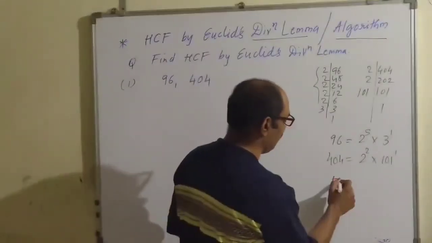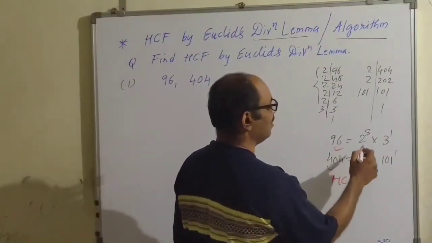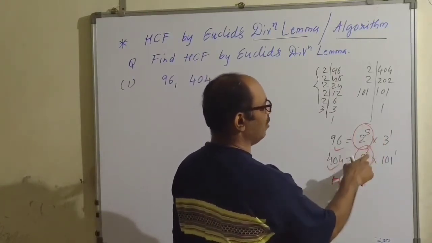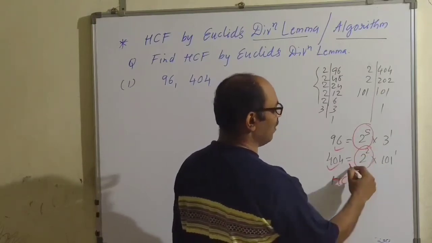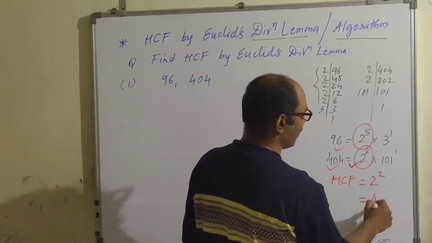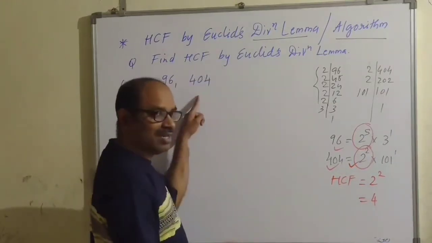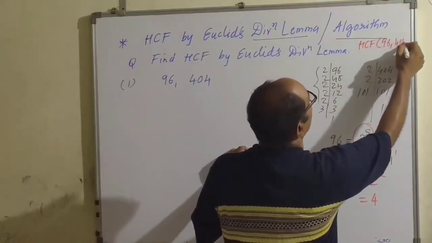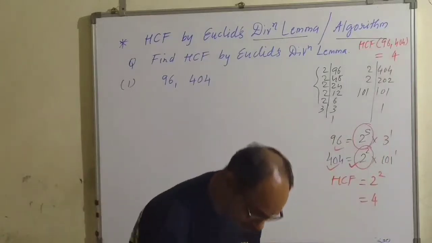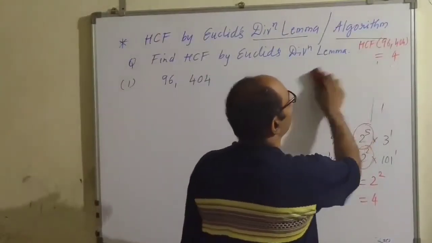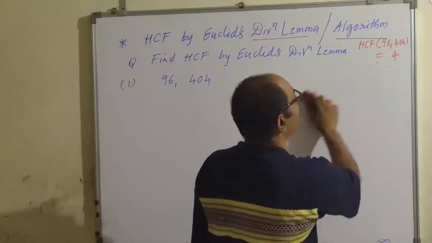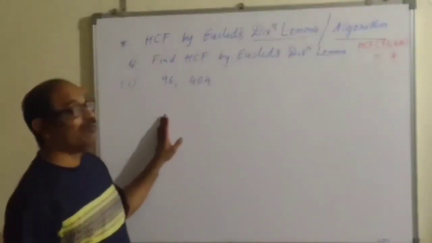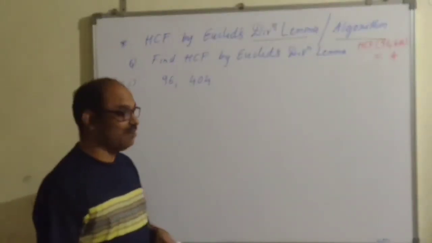So what is the HCF of these two numbers? Well, we have powers with like base 2. The higher index is 5. The lower index is 2. So which is the power with lower index? 2 square, and that is 4. So what is the HCF of these two numbers? 4. Remember, HCF of 96 and 404 is equal to 4. That you already know. But we used the prime factorization method or the fundamental theorem of arithmetic, right? Now, how can we find it using Euclid's division lemma?